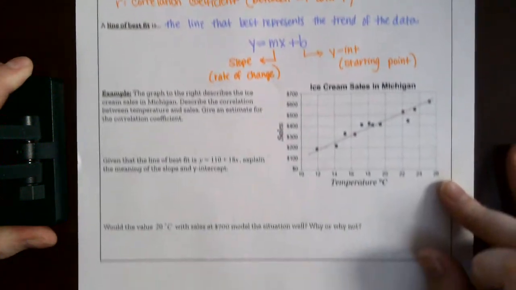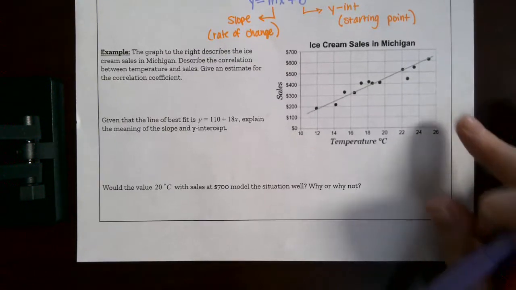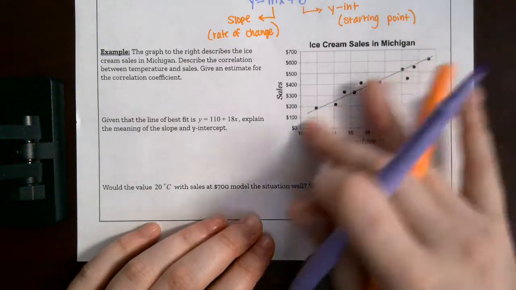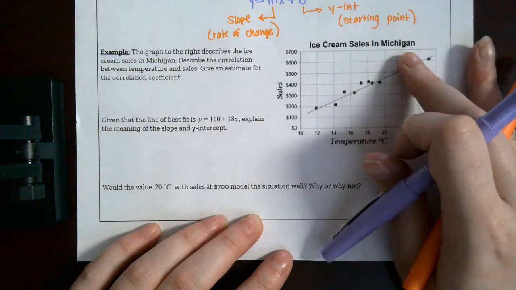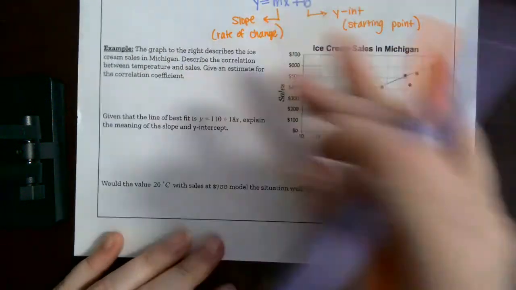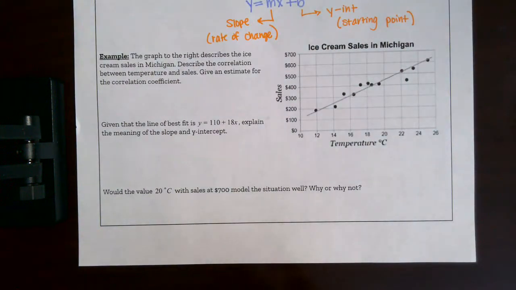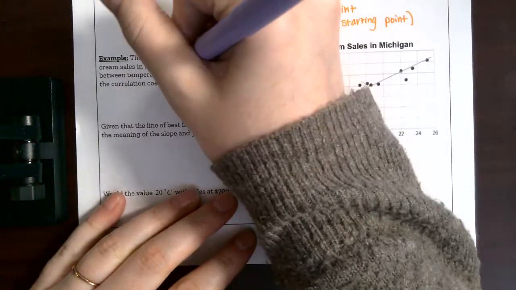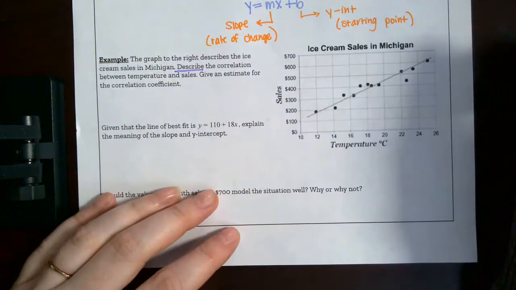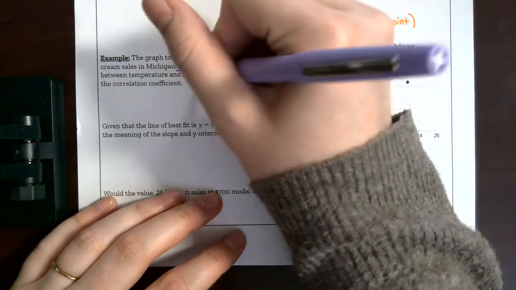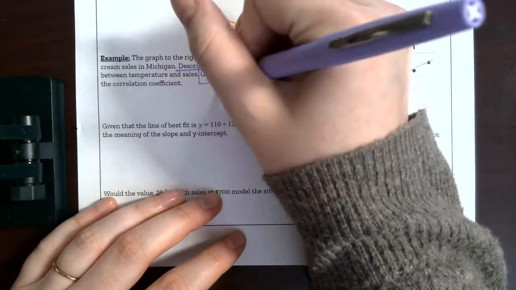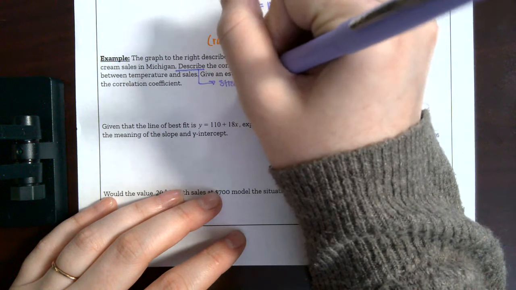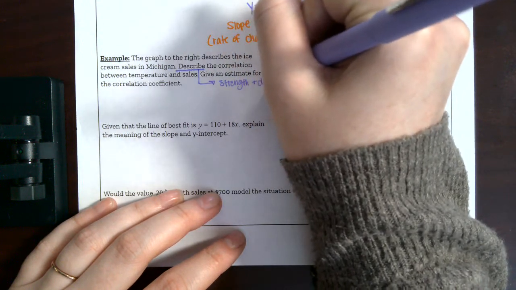I'm going to move the screen. So we're going to have something that looks like this with a graph. It's usually in some sort of a context. This one is talking about ice cream sales in Michigan. And this says the graph to the right describes the ice cream sales in Michigan. Describe the correlation between the temperature and sales. Give an estimate for the correlation coefficient. So when I say to describe, I want you to tell me the strength and direction. Strength and direction. So if you want to leave a little note here, this means strength and direction.